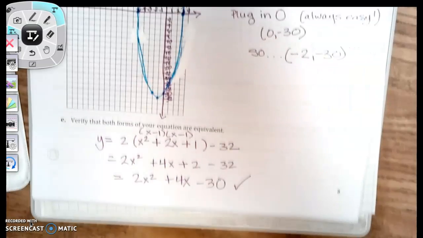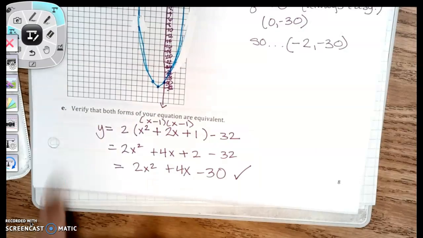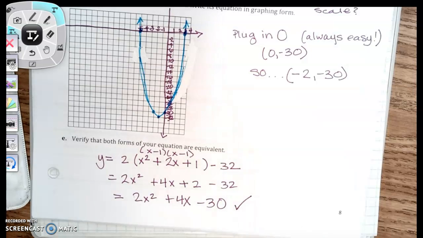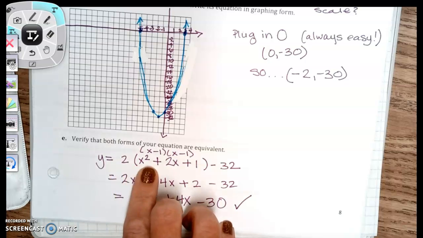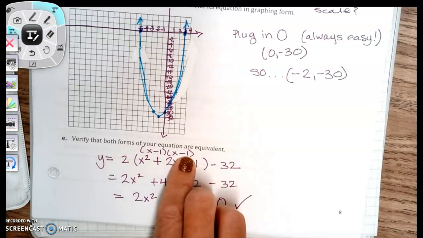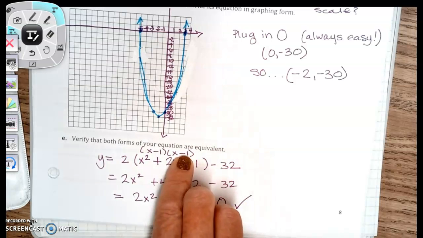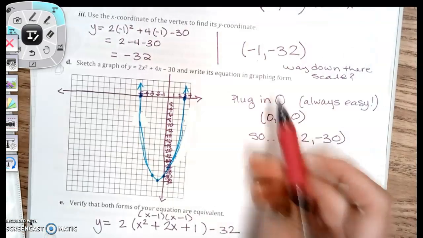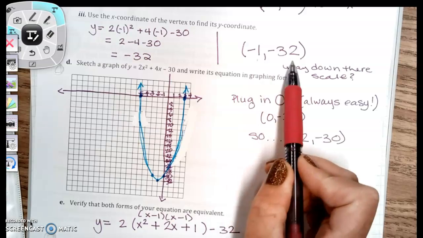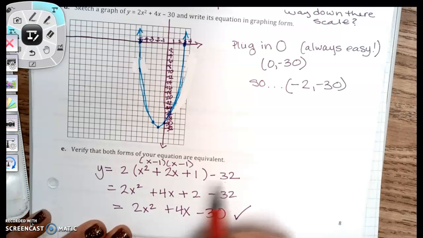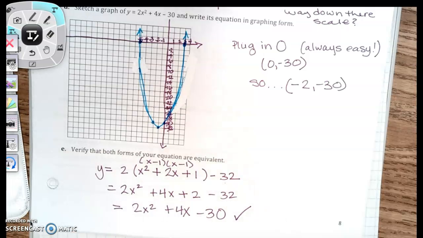All right. And the last question says, verify that both forms of the equation are equivalent. So I took the (x minus 1) times (x minus 1), which was the vertex form, because the vertex was back up here. The vertex was at (-1, -32). So the (x minus 1) squared minus the 32. FOIL that out or use the little box thing.